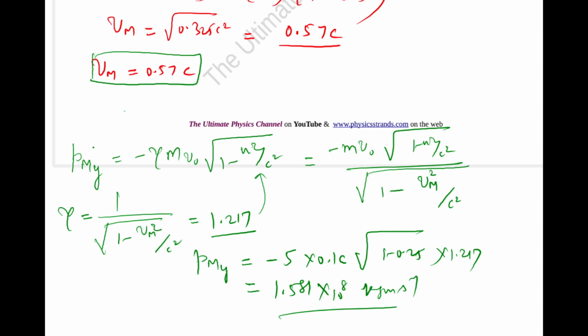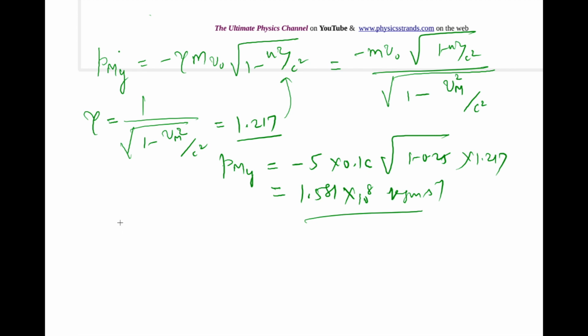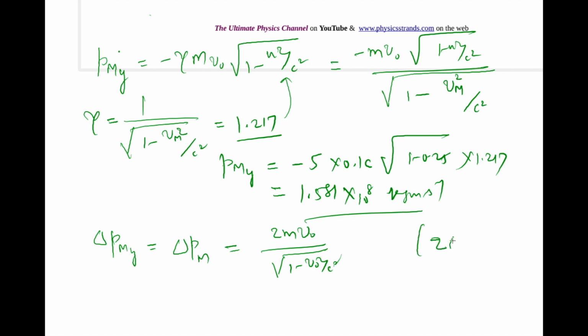Now again we can take the difference like we did earlier. The difference in this case is del P of Mary as measured by Frank in y, that is del P my, which is obviously del P also for Mary. Why? Because in the y direction there is also a momentum change, equal to 2 times m v naught over the square root of 1 minus v naught squared over c squared. This is basically the relativistic expression 2 gamma m v naught that we did earlier.